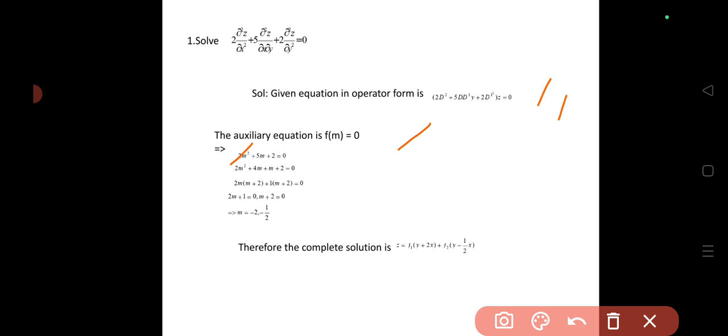So what are we left with finally? m = -2 and m = -1/2. So how are the roots here? Here the roots are real and distinct. So what is the format? Here we have to write z = f1(y + m1x) + f2(y + m2x). So in place of m1, you substitute -2, and in place of m2, you substitute -1/2. So what is the final equation? z = f1(y - 2x) + f2(y - x/2).